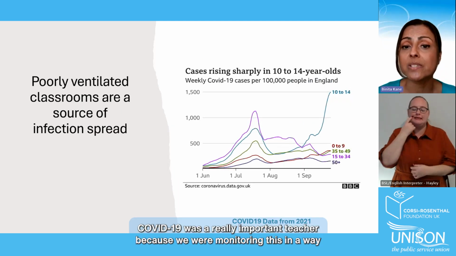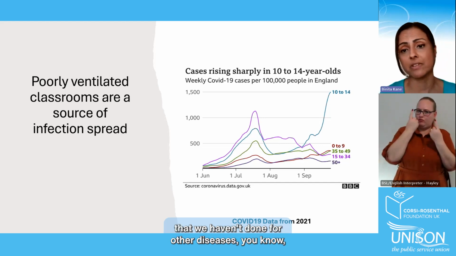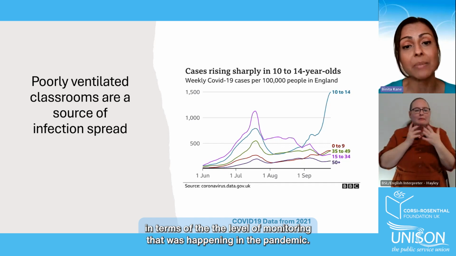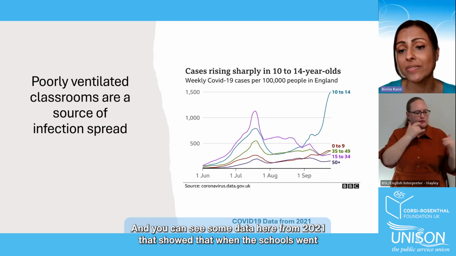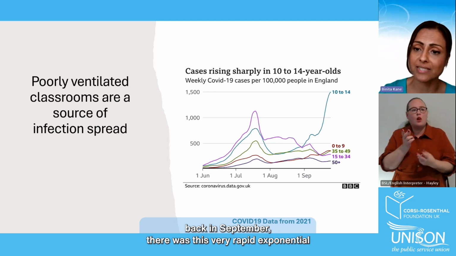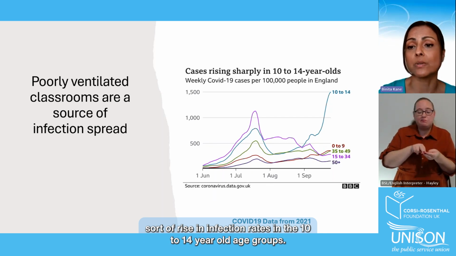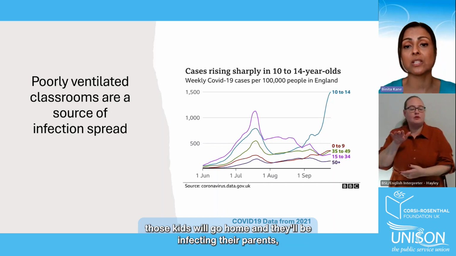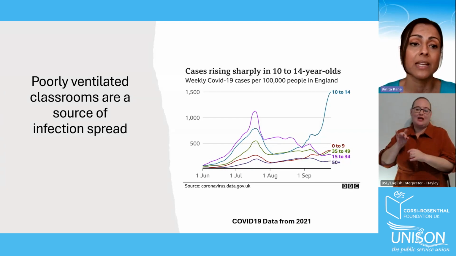COVID-19 was a really important teacher because we were monitoring this in a way that we haven't done for other diseases, in terms of the level of monitoring that was happening in the pandemic. You can see some data here from 2021 that showed that when the schools went back in September, there was a very rapid exponential rise in infection rates in the 10 to 14-year-old age groups. And of course, that has a knock-on effect on the rest of the population, because those kids will go home and they'll be infecting their parents, their grandparents, their siblings, etc.